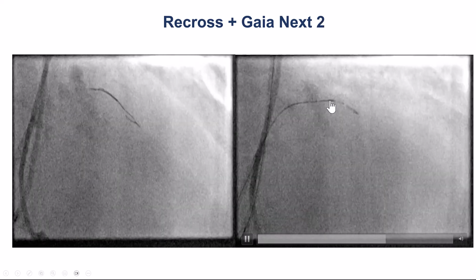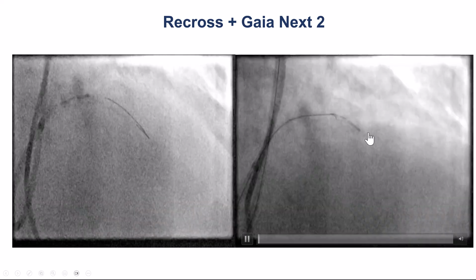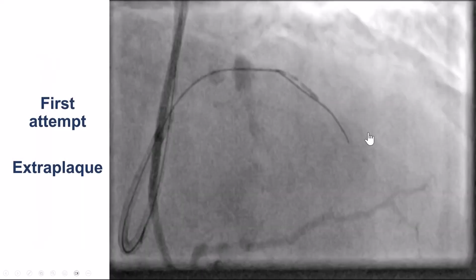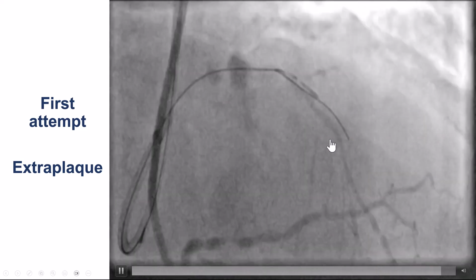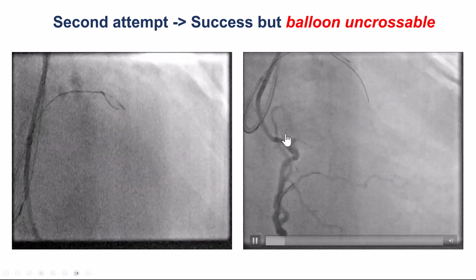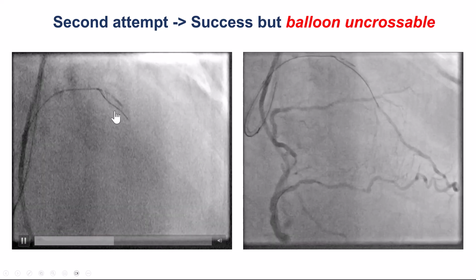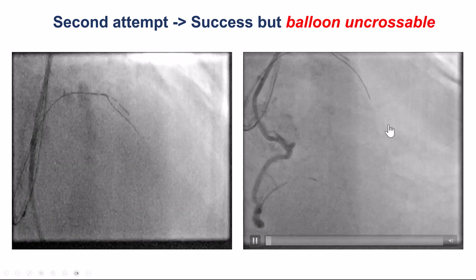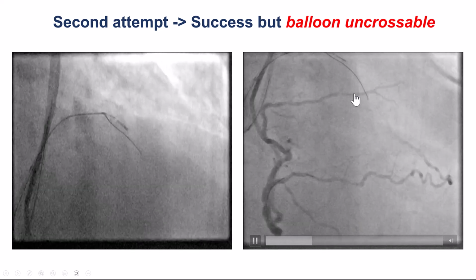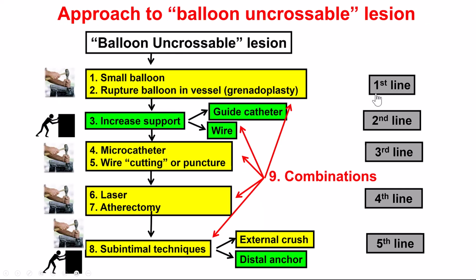The Gaia are the most commonly used wires for parallel wiring because of their excellent response. Unfortunately, this didn't work, as we see from the contralateral injection. We're outside. So we came back and we redirected. We took a little more distal course of the vessel, and actually this time we were able to get through, but then nothing would go. No balloon. We tried a tube balloon initially, and no balloon would go. So what to do next?